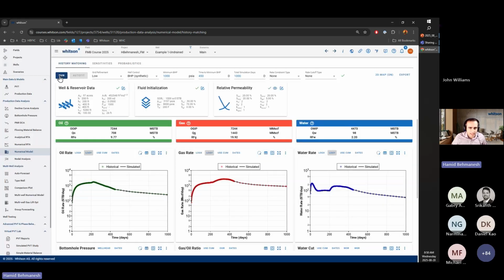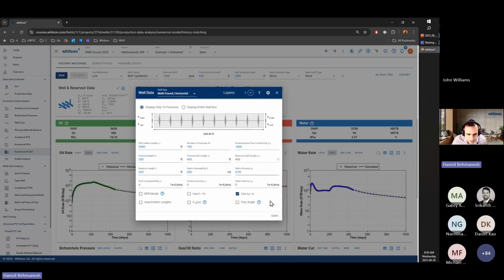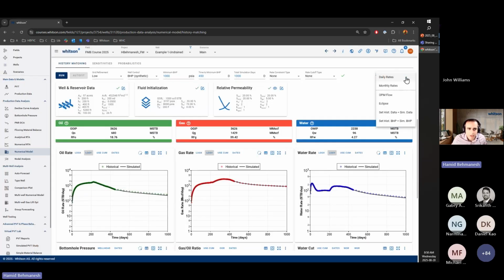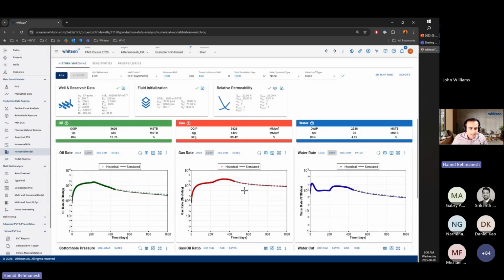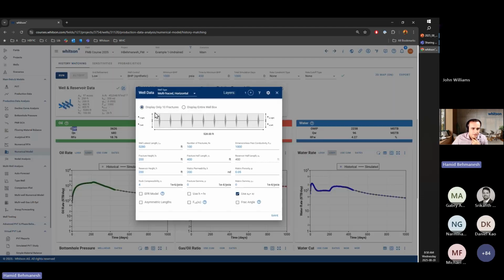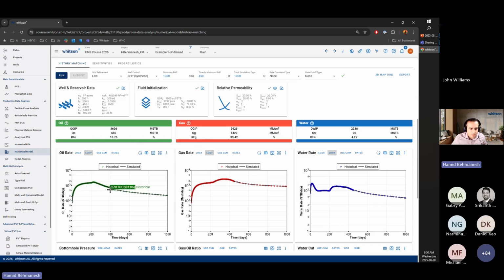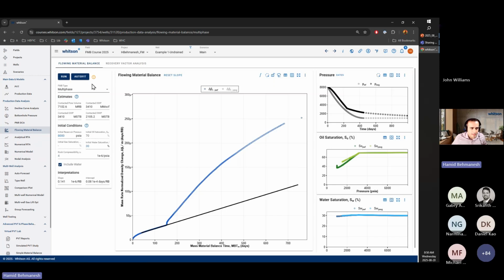Now I need to rerun that. If I rerun that, now I get a new set of data. So 400, 400, save it, and export it to set historical data equal to production history. So now my OIP is reduced to 3.6 because I simply removed this external area beyond the tip of the fracture. I updated my production history by exporting my data to simulated data. And now I'm going to go to FMB. And something has changed. I have to run that again.